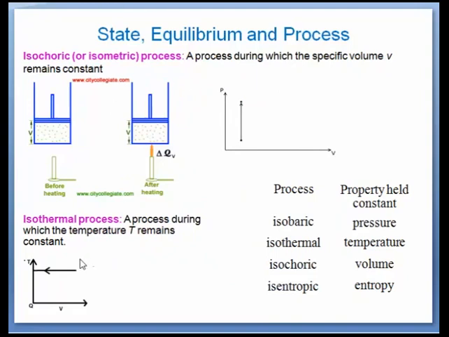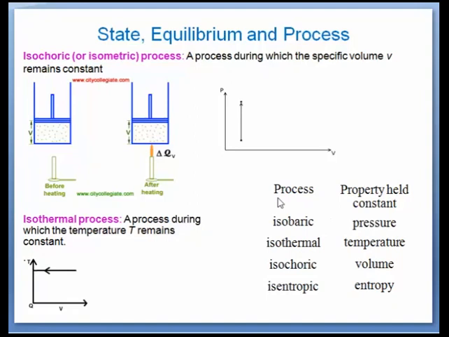The isothermal process is the process where the temperature remains constant. For this, we are selecting temperature as a variable on the y-axis, and on the x-axis we can take anything like specific volume, entropy, and other parameters.